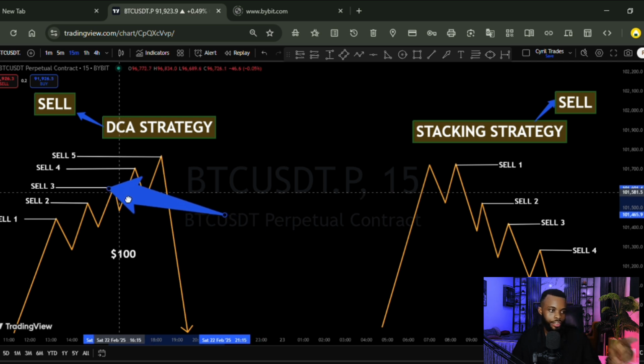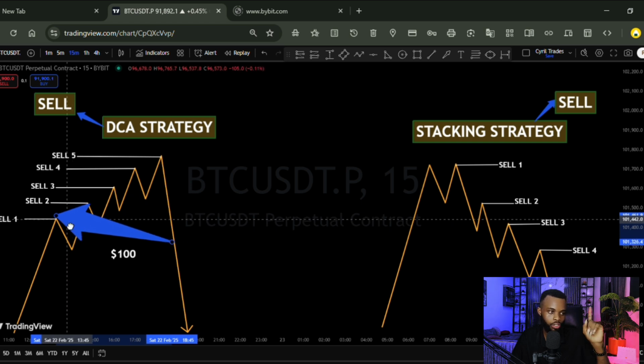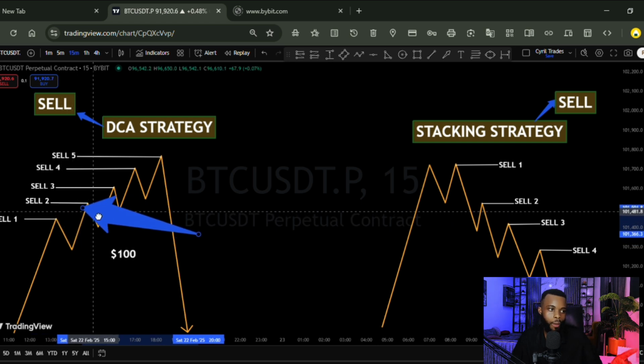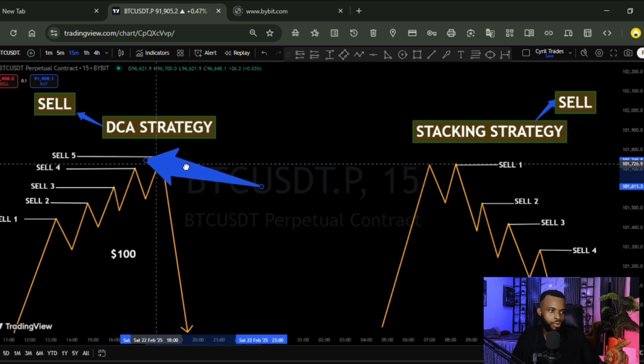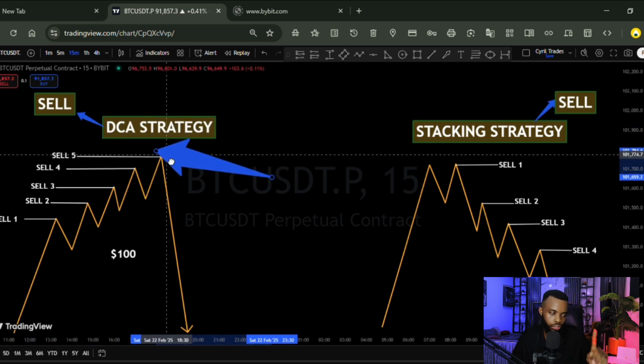Here you are already making some losses because you entered $20. You're already making some losses, but your stop loss must be above. It must be above the final sell position you want to take.